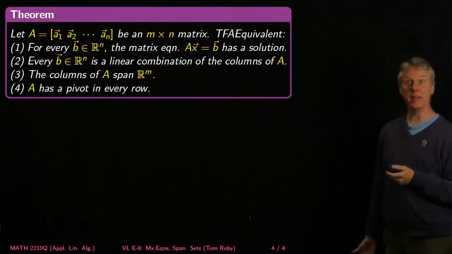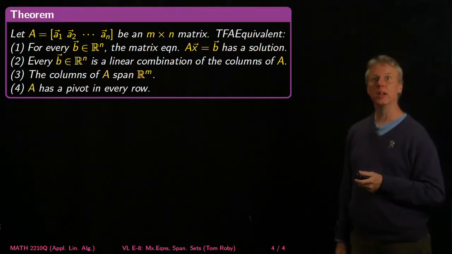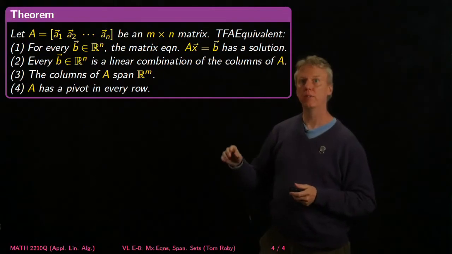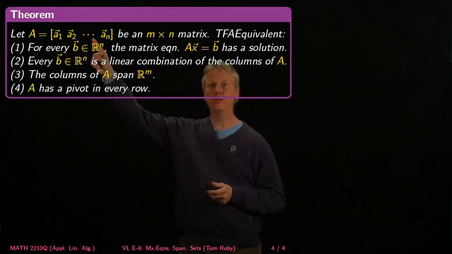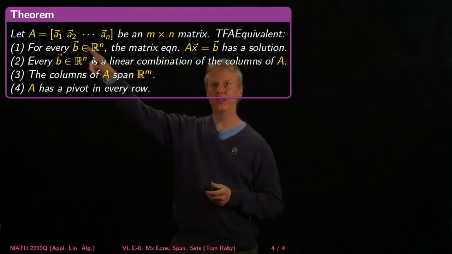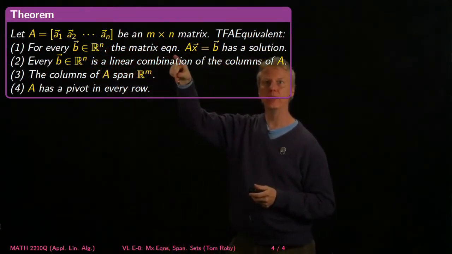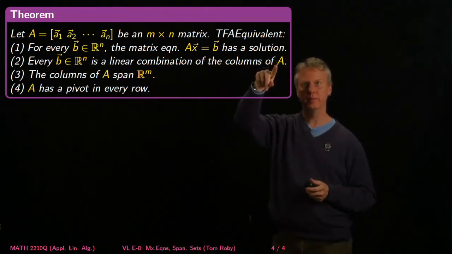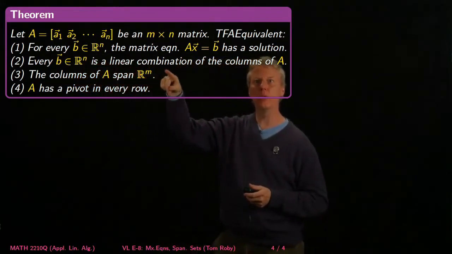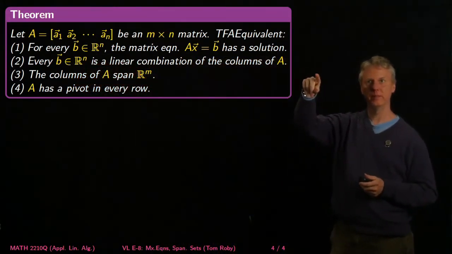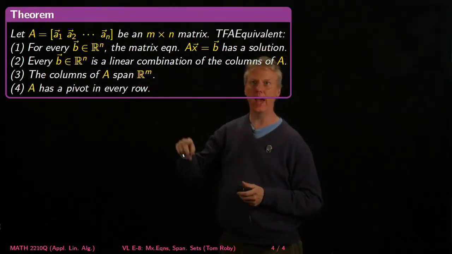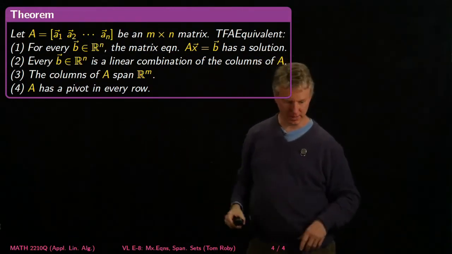So this leads us to the main theorem, the main point of this video lecture, which is, suppose we've got an m by n matrix. Then the following things are equivalent. If I want it to be true that every b in R^m, the matrix equation, this should be R^m, not R^n, sorry. The matrix equation Ax = b has a solution, and this should also be R^m. For every b in R^m, it's a linear combination of the columns of A. This is equivalent to saying that the columns of A span R^m, and equivalent to saying that A has a pivot in every row.